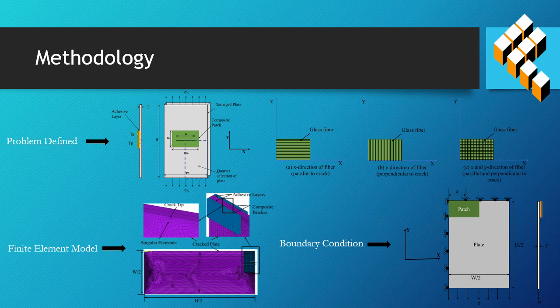So after defining the problem, next we have defined the finite element model, in which we have created the geometry, then modeling, and then meshing. The final figure of the meshing, as you can see here, has a singular element at the crack tip, and we also define the crack tip as a crack length with a composite patch. As a boundary condition for the finite element model, we have used a quarter of the full model.